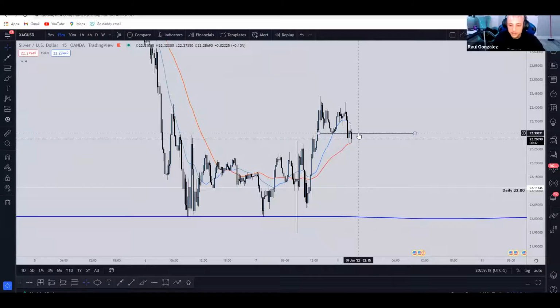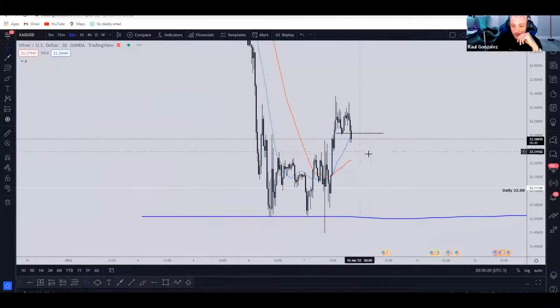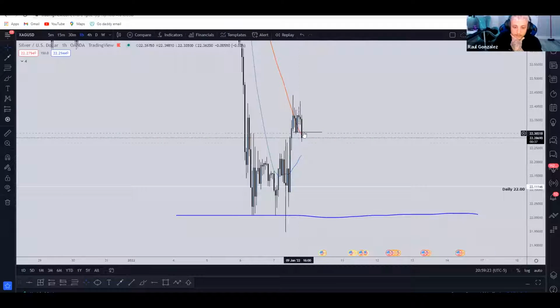I'm going to potentially wait for price to pull back into the area, give me some form of a lower high. But I want to see the hour time frame first close under this area. Well, then I'll look to take a short.